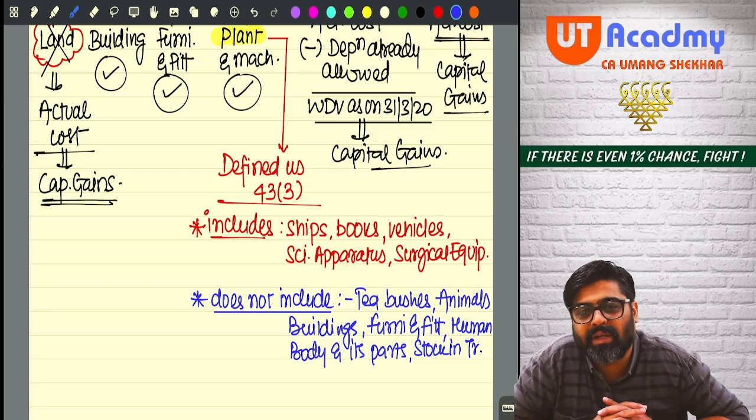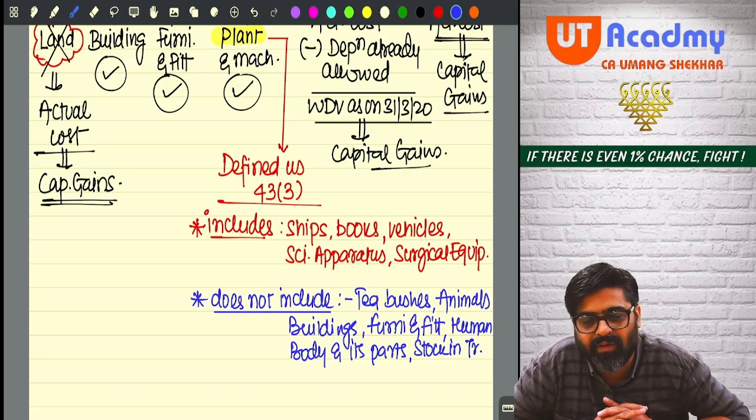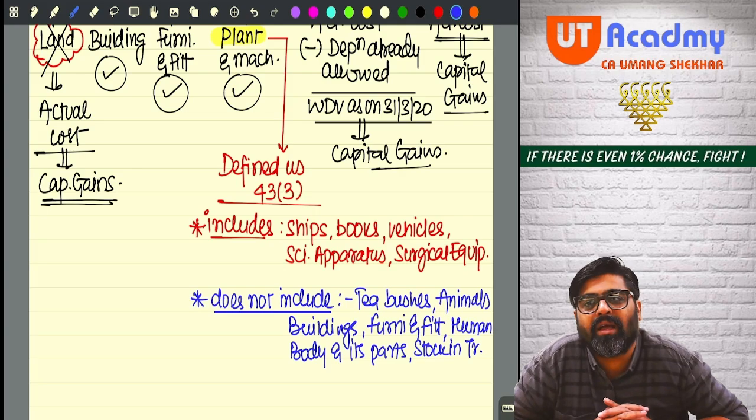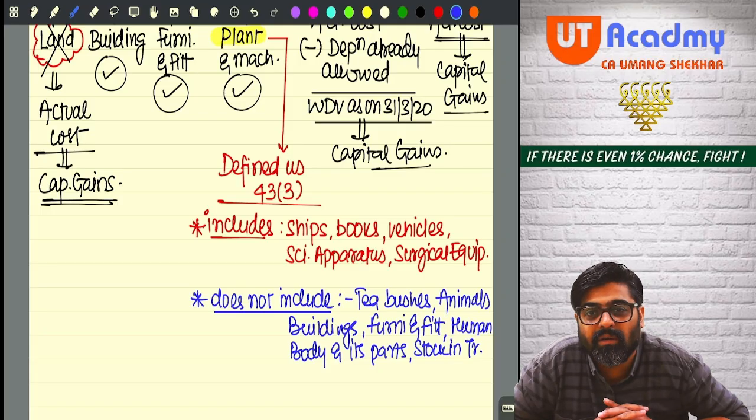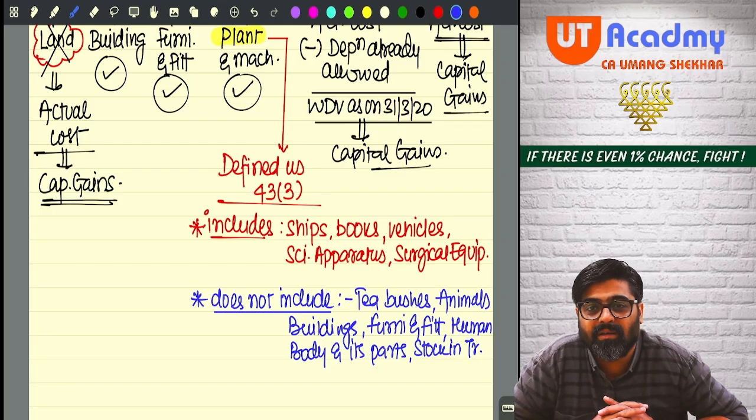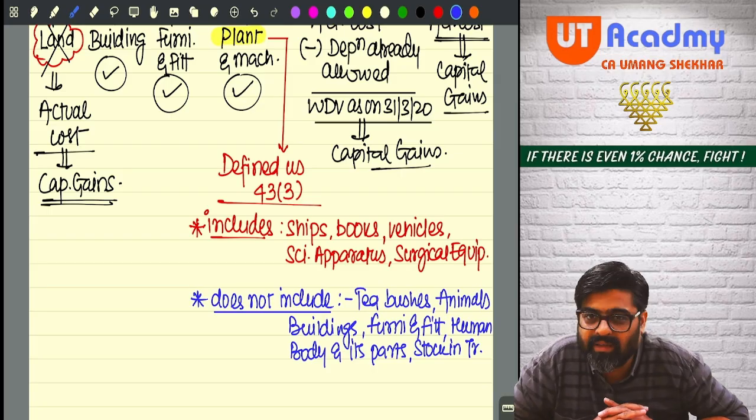And moreover, whatever amount you have spent on the tea bushes, that amount is of revenue nature. We already allow it as a deduction as your revenue expenditure. Then why are you treating them as your asset? Don't treat them as your asset. Getting my point? And if they are not your assets, they cannot be treated as plant also.